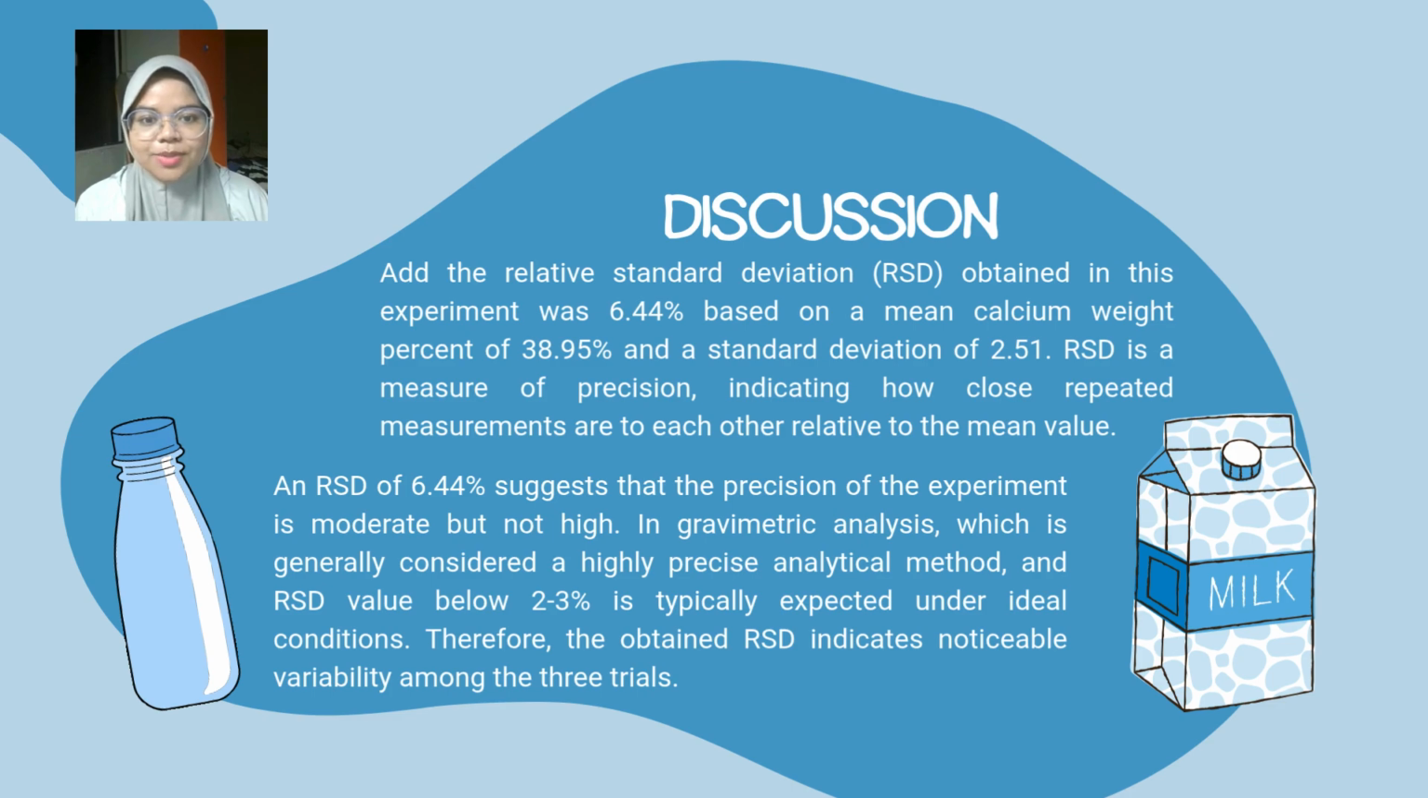RSD is a measure of precision, indicating how close repeated measurements are to each other relative to the mean value. An RSD of 6.44% suggests that precision of the experiment is moderate but not high. In gravimetric analysis, which is generally considered a highly precise analytical method, an RSD value below 2 to 3% is typically expected under ideal conditions. Therefore, the obtained RSD indicates noticeable variability among the three trials.